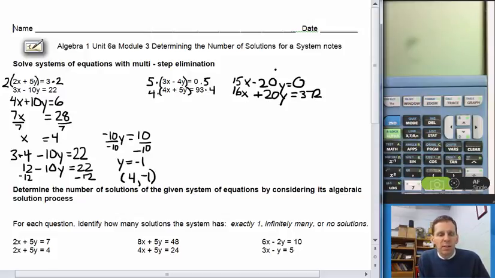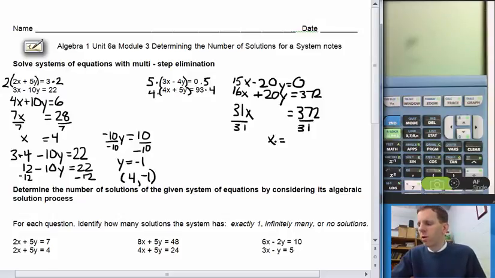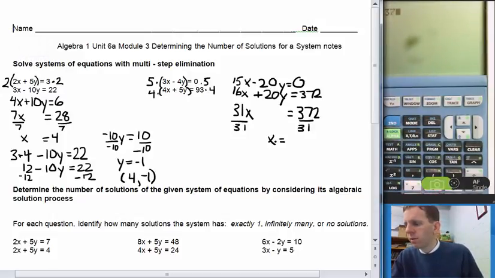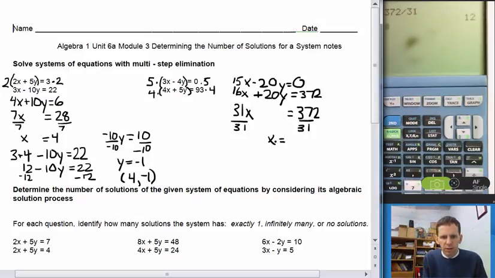Now you'll notice that the y's will cancel when we add the left sides of the equations together. I am going to have to add 15x and 16x, which equals 31x. And on the right side, I have 0 plus 372, which is 372. Divide both sides by 31, and you'll get your value for x. If you divide 372 by 31, we'll crunch this out over here. 372 divided by 31, and we get 12. There's your value for x.